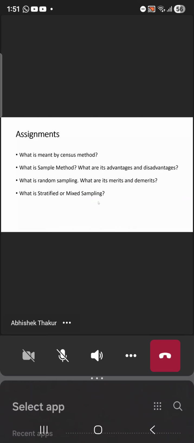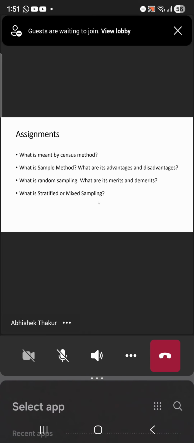First, you have to write what is meant by the census method, what the sample method is, and what its advantages and disadvantages are. Also what random sampling is, what the merits and demerits of random sampling are, and what stratified or mixed sampling is. So this is the assignment for today's class. You have to complete it in the next 25 minutes or so, as it is 1:51 now and we have 30 minutes. Please complete this assignment and send it in the WhatsApp group or to my WhatsApp number.